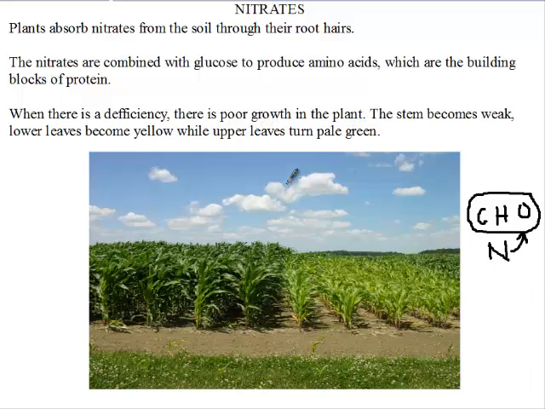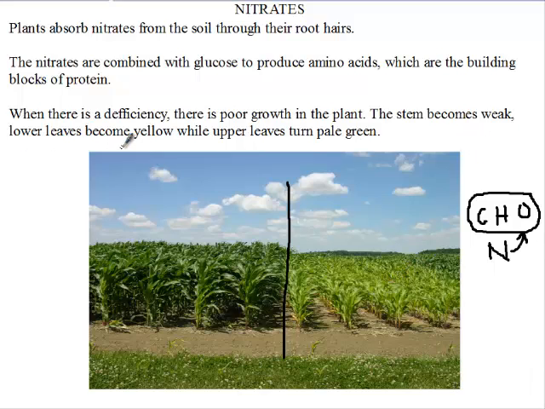Now, this field can be separated into two parts. We have the part that is growing very well, and then the part where the plants are having stunted growth. With the part that is growing, the crops are growing well, they have all the nutrients they need, but this part lacks nitrogen. So the stems will also become weak. We see that there is stunted growth, and then the stems will become weak.